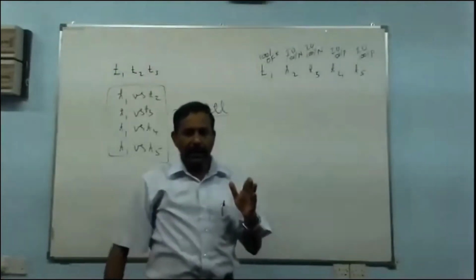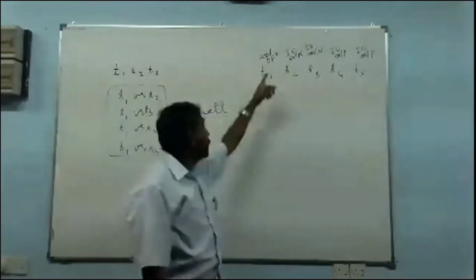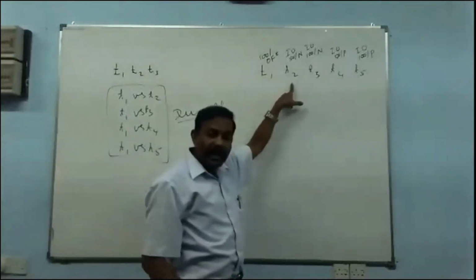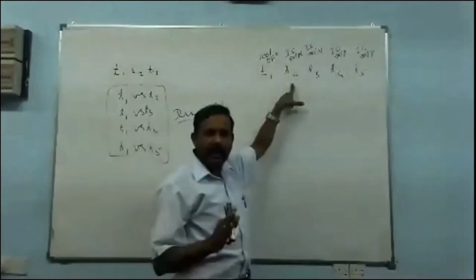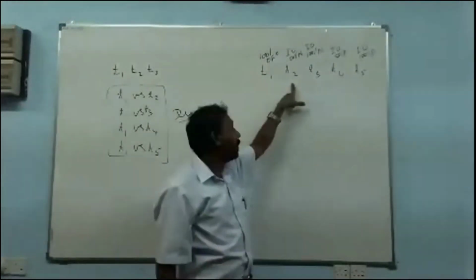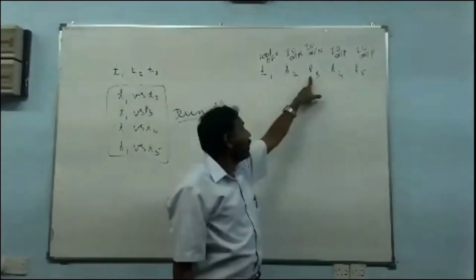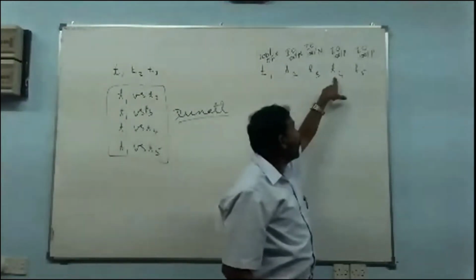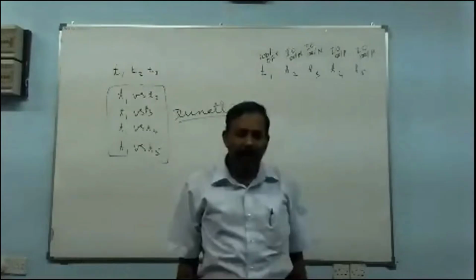T1 is totally organic fertilizer, 100% organic. Here this is inorganic, but it is 50% nitrogen. The rest 50% is other material, doesn't matter. Here this is inorganic, 100% nitrogen. Here it is inorganic, 50% phosphorus. Here it is inorganic, 100% phosphorus.